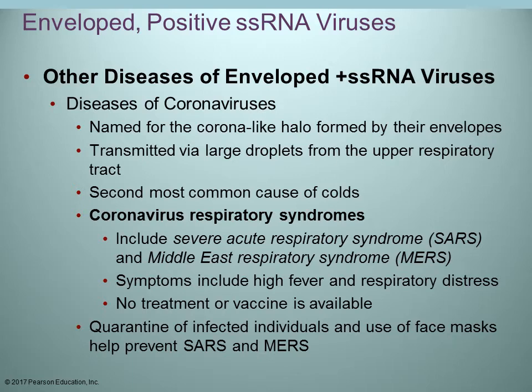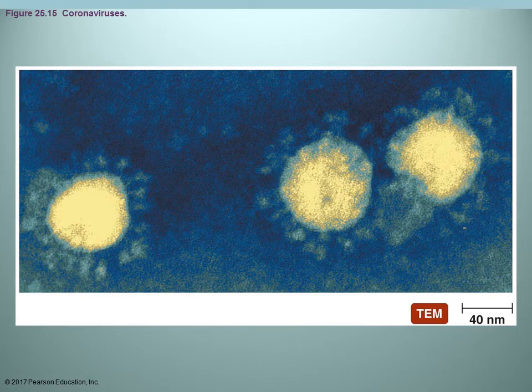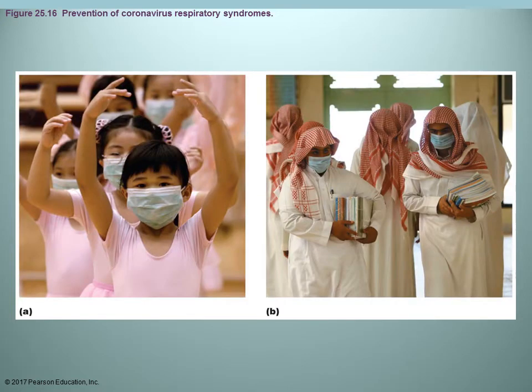Now, there are several different symptoms associated with this. This is what the coronavirus looks like. You can kind of see what they're talking about with the halo, with those spikes coming off of it. And then this is showing individuals wearing masks to try to prevent increased spread of the infection. B is a picture of individuals in the Middle East with the MERS outbreak, and A is from China with a SARS outbreak that occurred in the early 2000s.